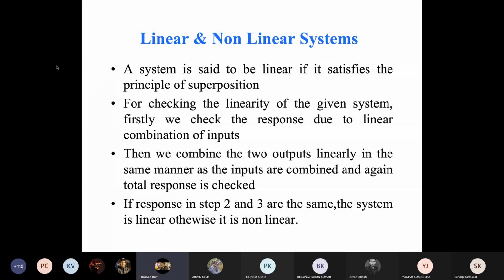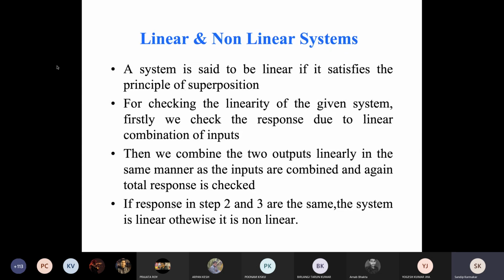Sir, if two different stimuli come into one system, the net result is the sum of both of their effects individually, like combining their individual outputs. Right. This is superposition, which means it will be added. It will not be multiplied, it will be added.